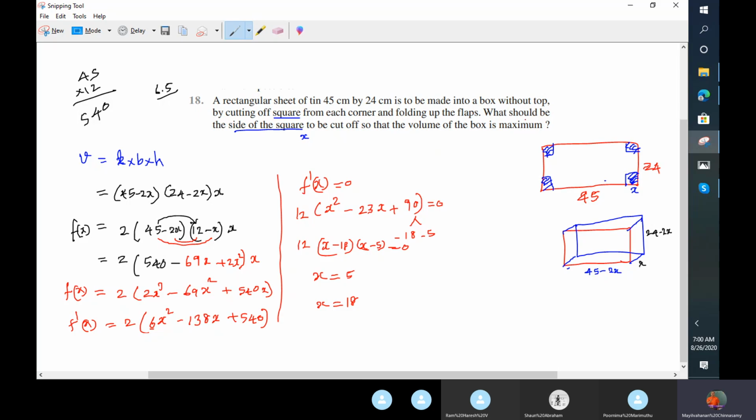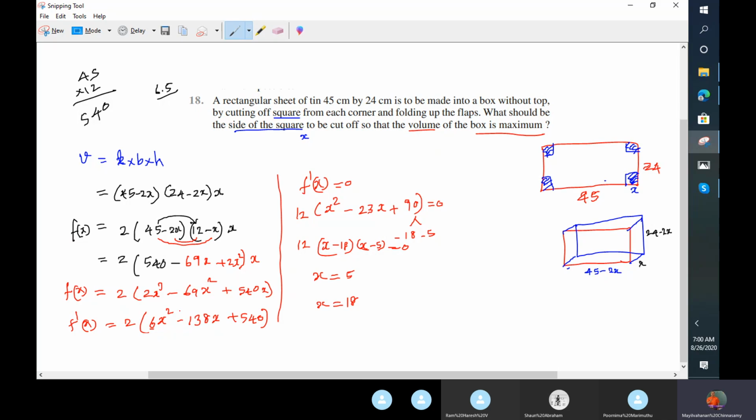See the question: what should be the side of the square x? We have x as 5 or 18, but we want any one value, so that the volume of the box is maximum. We want the maximum value. By substituting x equal to 5 in f of x, and then substituting x equal to 18 in f of x, find which is the maximum value. That is the x you can tell.